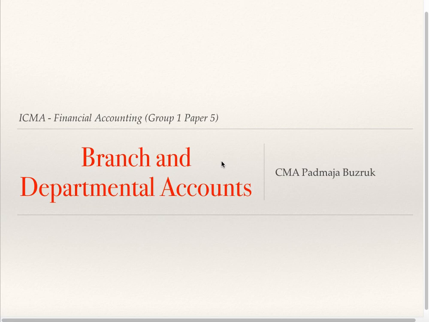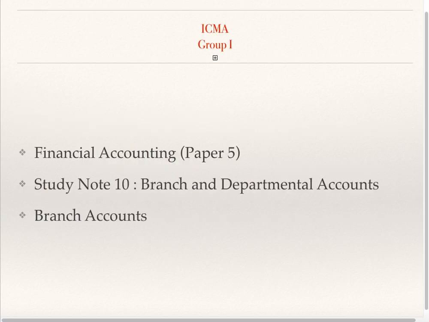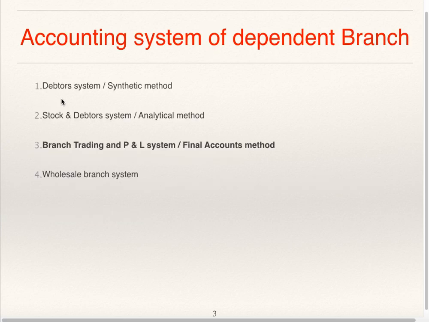I will be continuing with the topic branch and departmental accounts. Study note number 10, branch and departmental accounts. We'll be doing branch accounts, accounting system of dependent branch. Today our topic for discussion is the third accounting system of dependent branch, which is branch trading and profit and loss account, which is also known as the final accounts method.